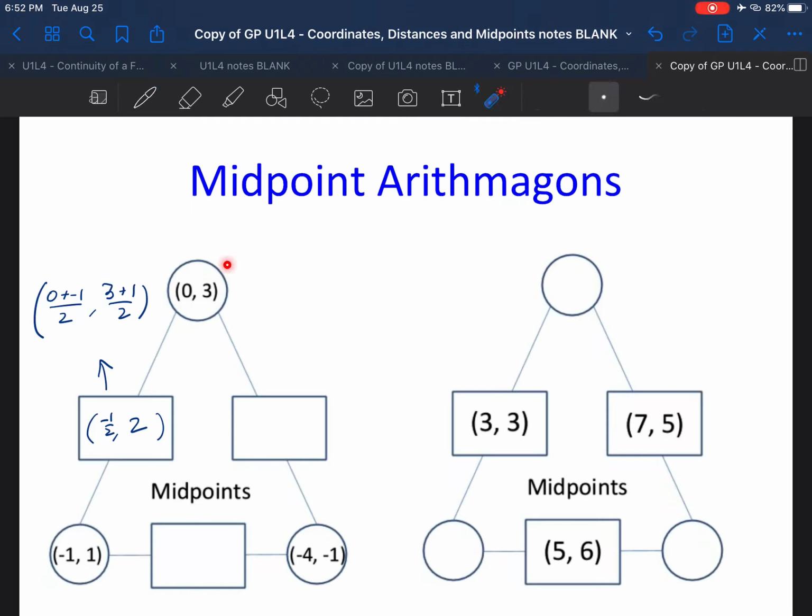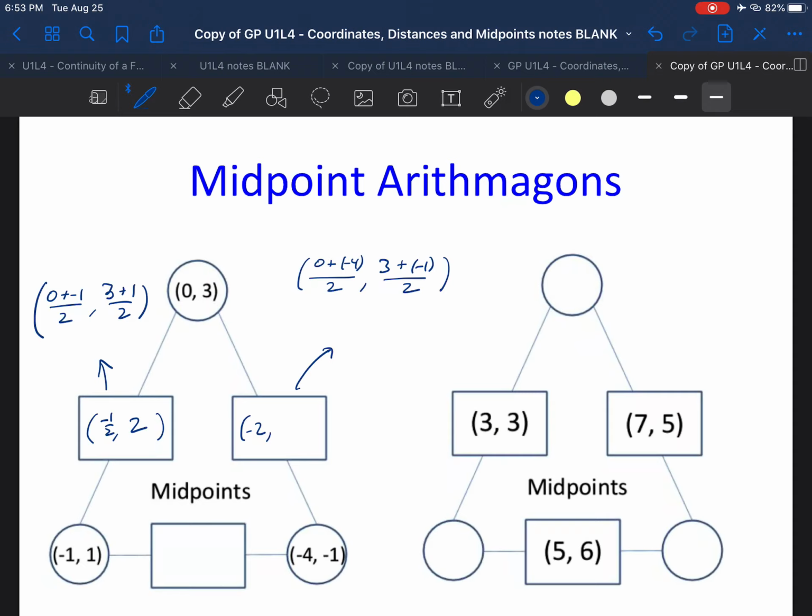All right. The midpoint of this guy and this guy, well, again, we're going to average the x's, we're going to average the y's. So that will be 0 plus negative 4 over 2. And then 3 plus negative 1 over 2. Okay? So again, to get this, I took 0 plus negative 4 divided by 2 to get the average, the midpoint. And I took 3 plus negative 1 divided by 2 to get the y value here. All right, so that will equal 0 plus negative 4 over 2. That's negative 4 over 2, which is negative 2.